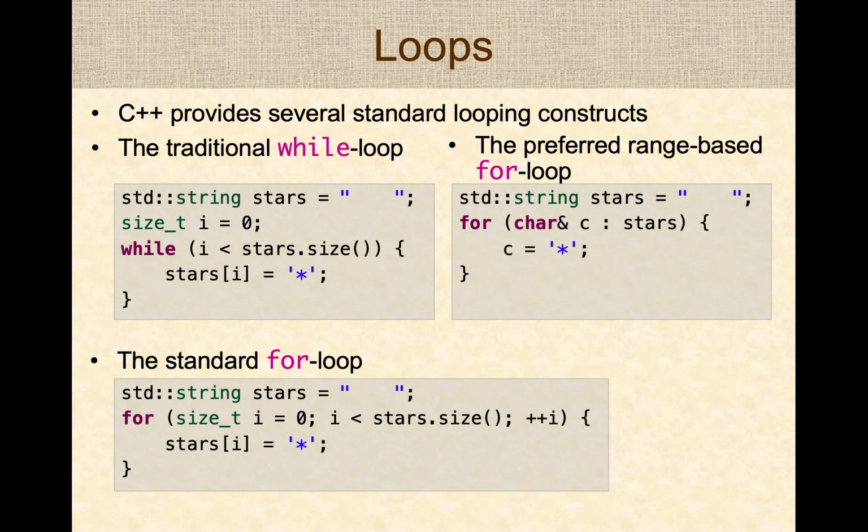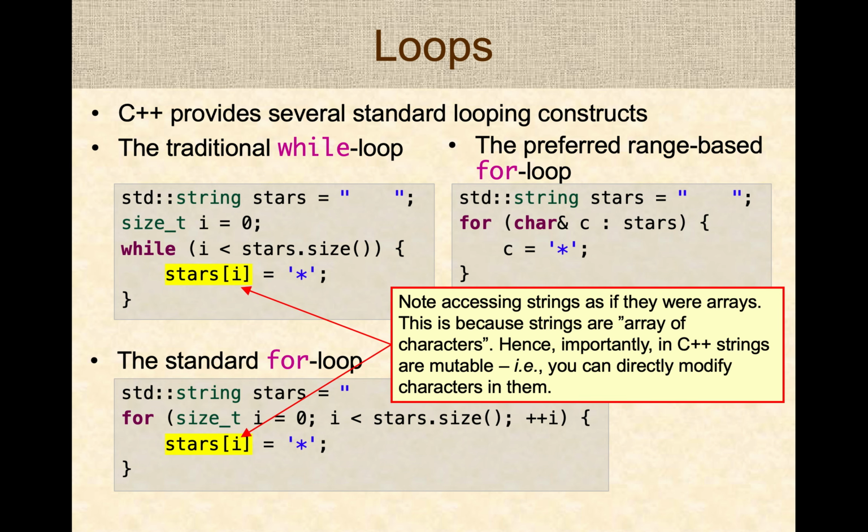In most common cases, you will prefer to use the range-based for loop. This is the preferred for loop. Notice how the range-based for loop basically says, iterate over every character in the string stars and perform some operation with that character. So this range-based for loop is the most preferred form of the for loop. If you can use it, you prefer that one over any other loop. But in some cases, you may have to revert to the while loop or the standard for loop.